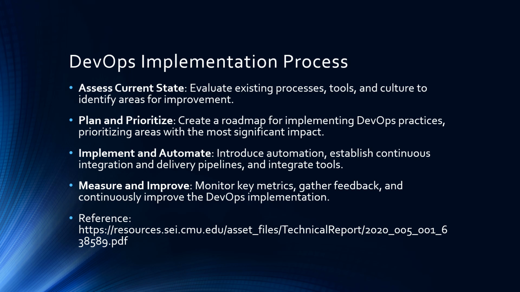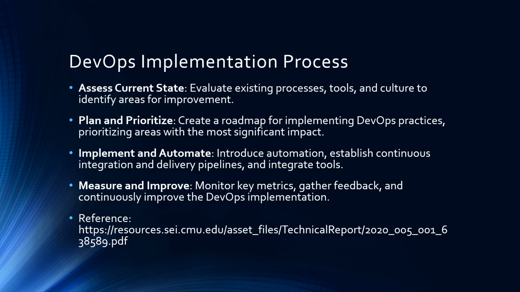This involves introducing new tools, establishing automated pipelines, and implementing improved processes. Start with small, achievable wins to build momentum and demonstrate value. For example, begin with automating a single application's deployment before expanding to your entire portfolio.